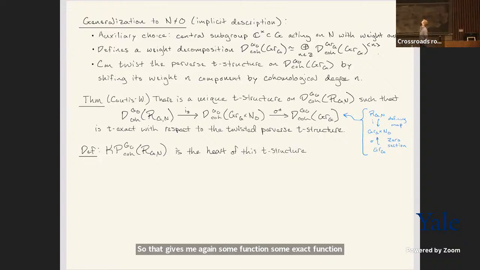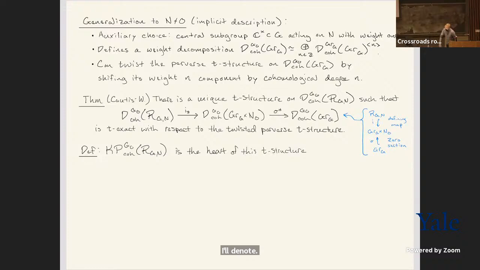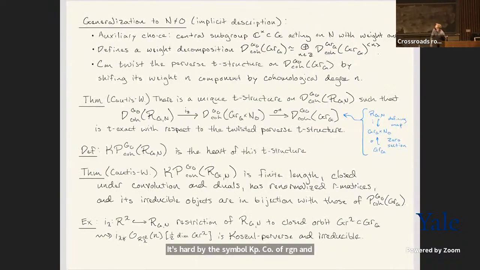And the claim is that there's a unique T structure, which is T exact for that perverse T structure. And this is what I'll denote its heart by this symbol KP co of RGN. And then theorem, this has lots of the properties one wants. Why is this theorem cool?